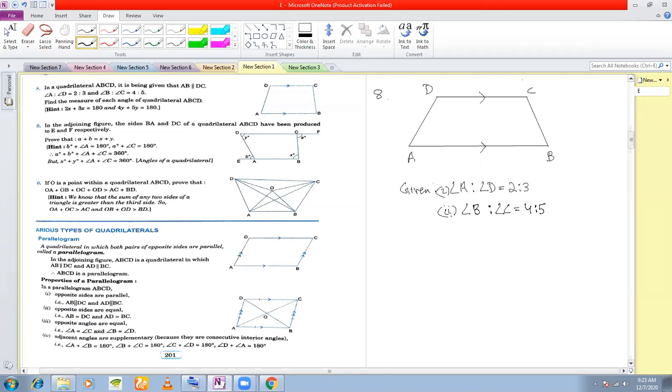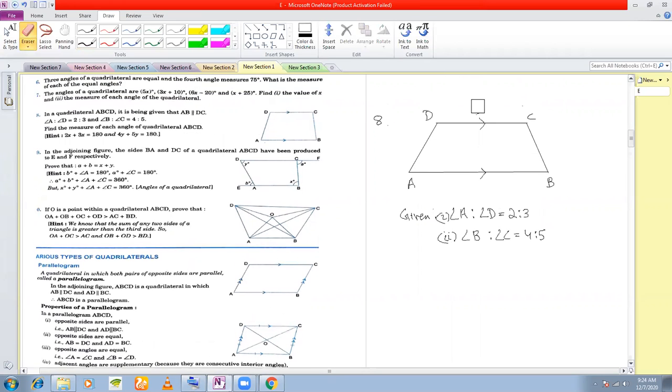Actually, later we'll see that this kind of a quadrilateral is called a trapezium. A quadrilateral in which the opposite sides are parallel is called a trapezium. So this actually is a trapezium, because this side, you see, is parallel to this side. The opposite sides are parallel. Therefore, this kind of a quadrilateral is called a trapezium.